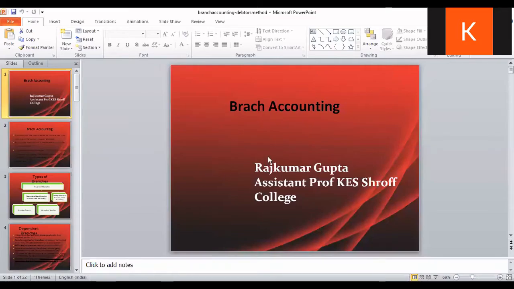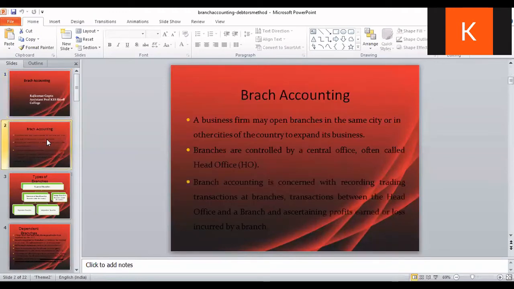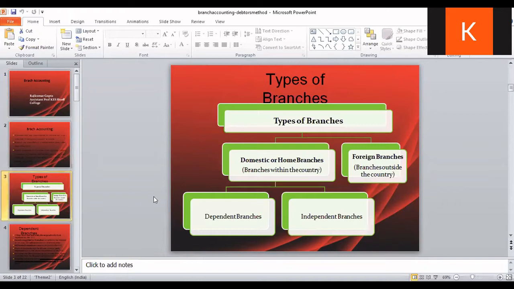So today we are going to start branch accounting, the debtors method. As I said, in branch accounting there are two types of branch: dependent and independent branch. Can you see this? Okay.